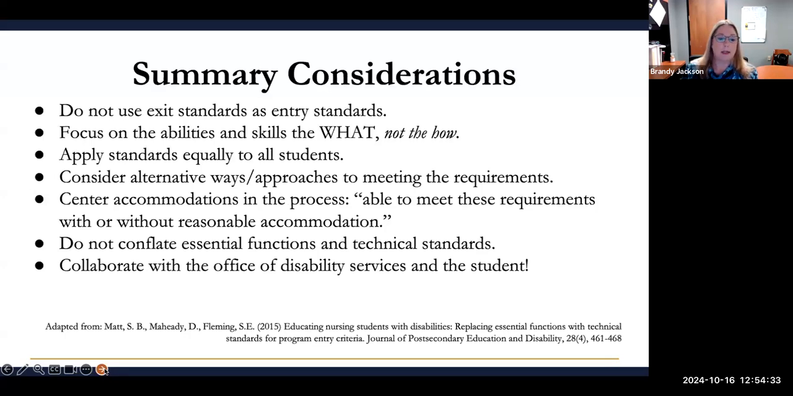There we go. Now let's summarize what we've learned today. So here are some key takeaways. Do not use exit standards as entry standards. Focus on the abilities and skills, the what, not the how. Apply standards equally to all students. Consider alternative ways or approaches to meeting the requirements.